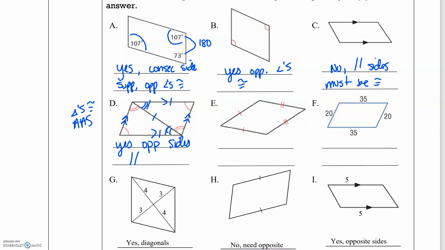This one is a no because these are the ones that are opposite. And are those congruent if they have different tick marks? No. Opposite sides must be congruent. Oh, there we go. Yes, opposite sides are congruent. That's what we were looking for.